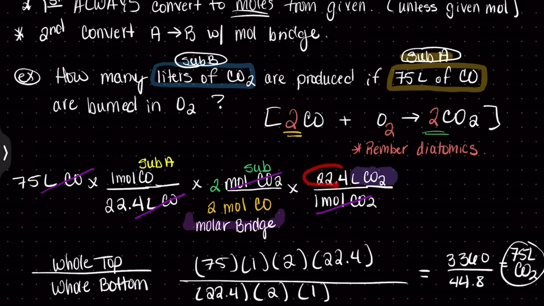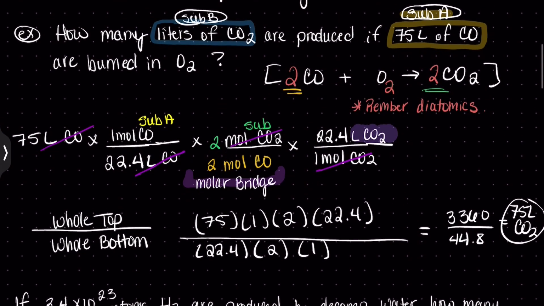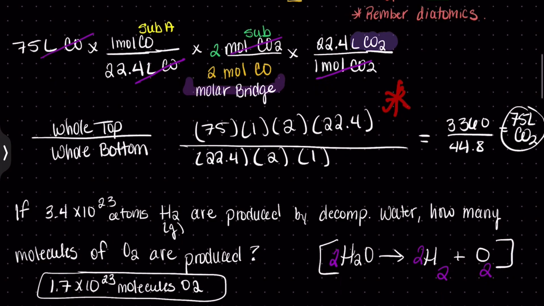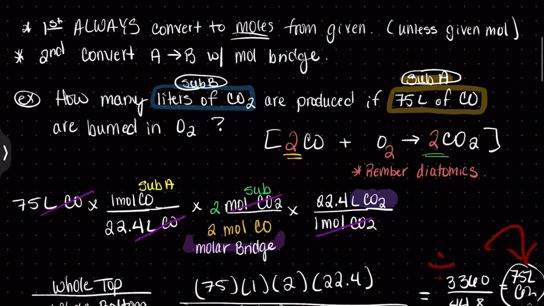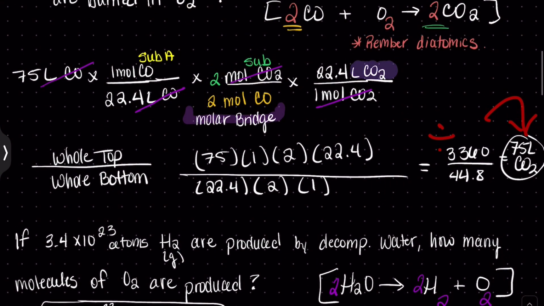So then I use my 22.4 liters of carbon dioxide to move from moles to liters, canceling out my moles, giving me my answer. So I take my whole top by whole bottom, I divide the two. So I'm doing 75 times 1 times 2 times 22.4, getting me a number. Then I take 22.4 times 2 times 1 to get a number. I've done that for you here. You divide the 2 and you get that number. Accurate to 2 significant figures gives you 75 liters of CO2.